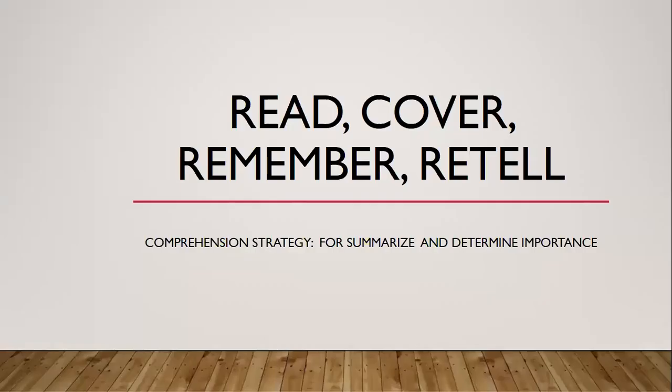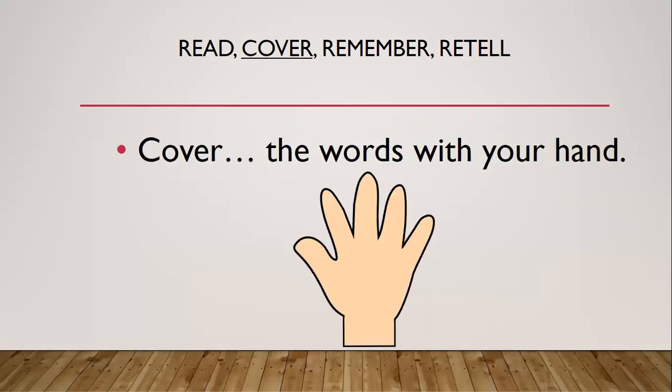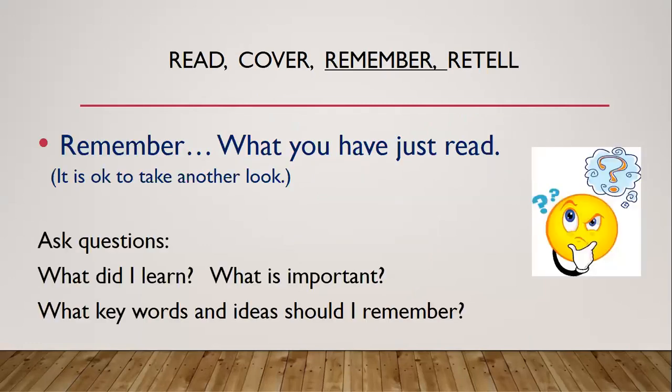The strategy that we're going to practice today is called read, cover, remember, retell. And the strategy is good for summarizing and determining what is important in an informational text. Step one is to read only as much as your hand can cover. Step two is to cover the words that you just read with your hand. Step three is remember what you have just read. And it's okay to take another look.